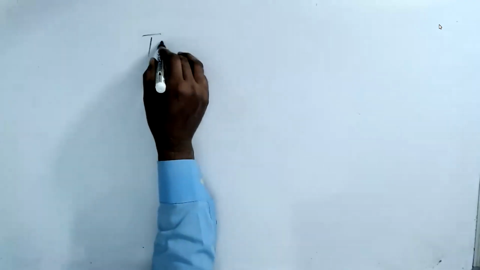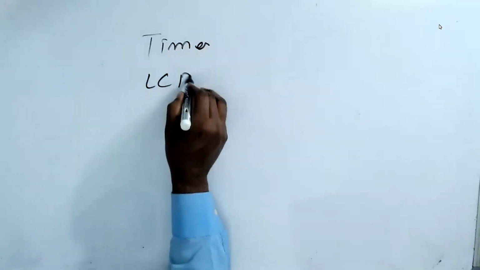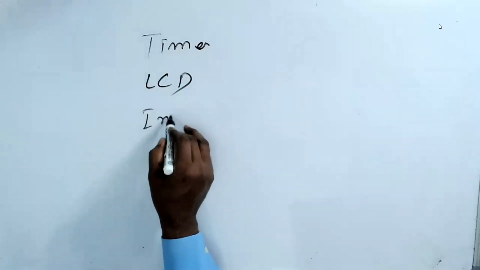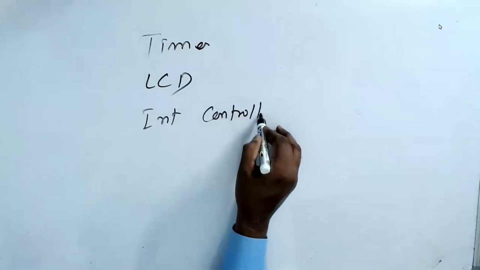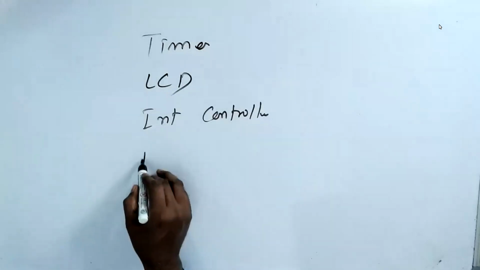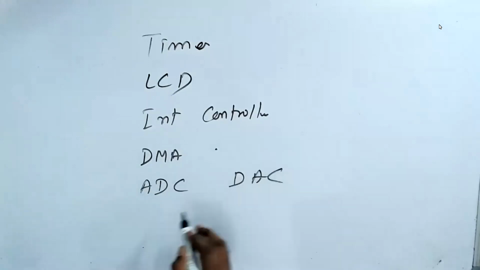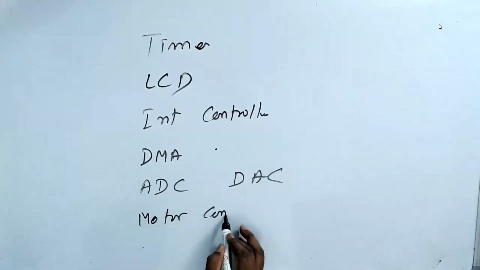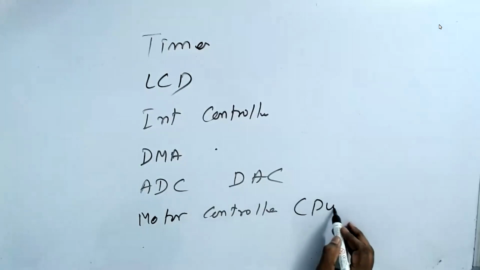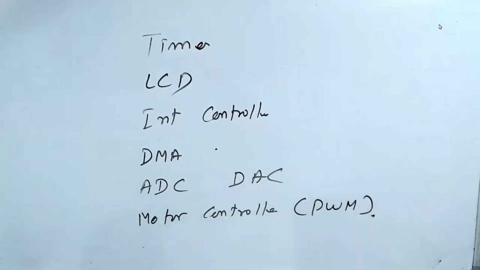So we have discussed timer, LCD, interrupt controller, and this one, DMA. Next week we want to discuss ADC, DAC, and motor controller, that means PWM. Understand? So these two are pending actually. I should have completed this week, but since I took a break.